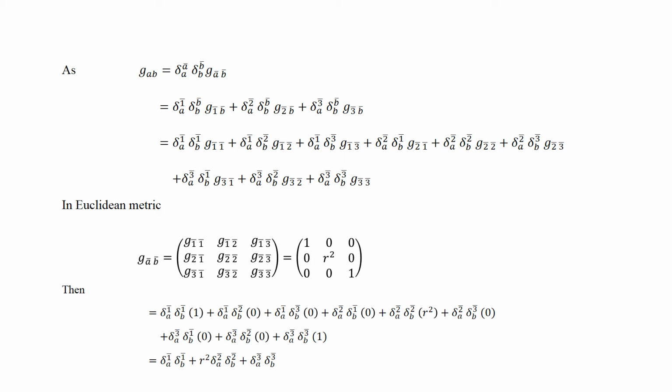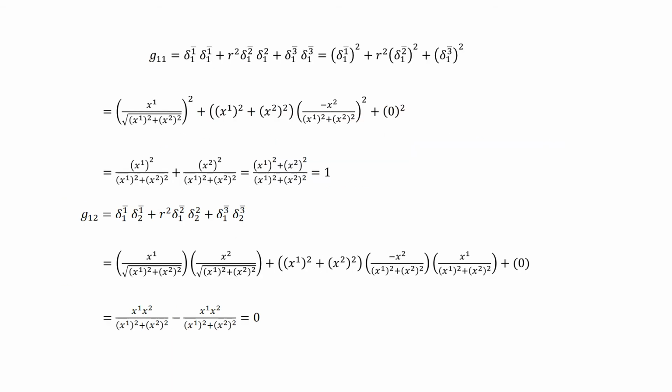So our metric G AB is equal to, from the last step, delta 1 bar A delta 1 bar B plus R square delta 2 bar A delta 2 bar B plus delta 3 bar A delta 3 bar B. So this is the formula for the transformation equation. Now we move on. We need the inverse of G 1 bar 1 bar, which is G 11.